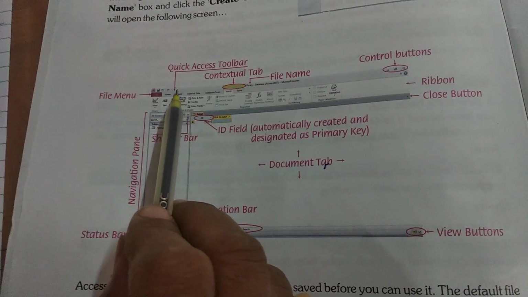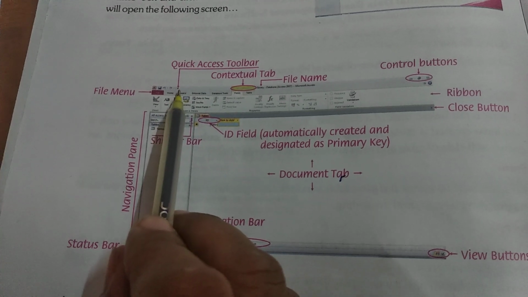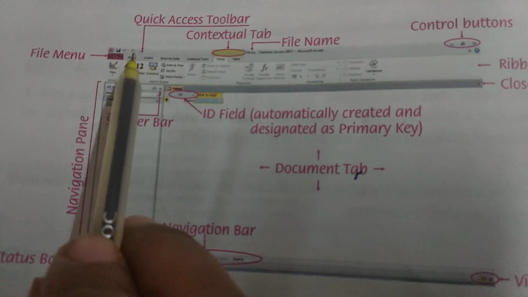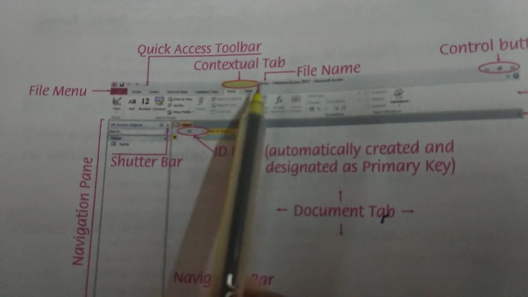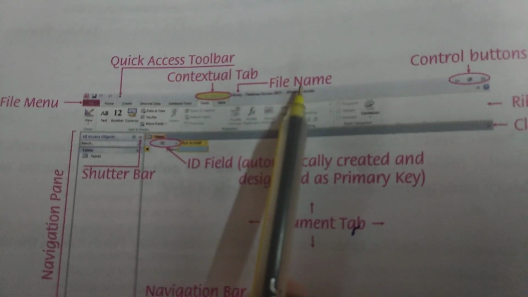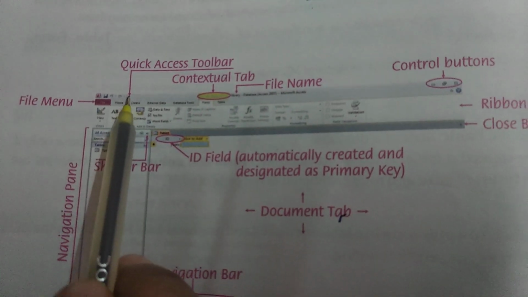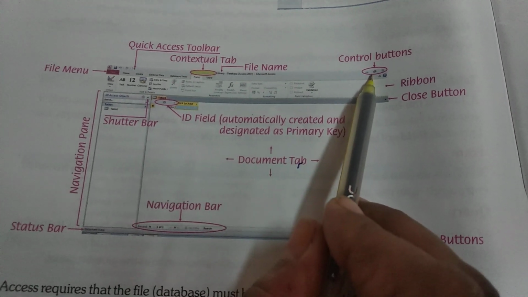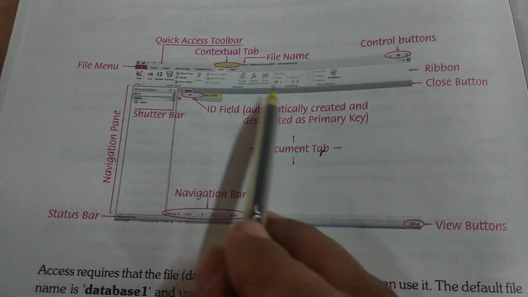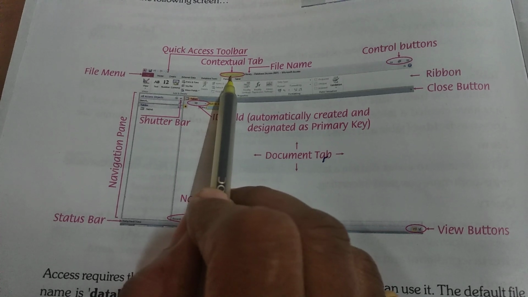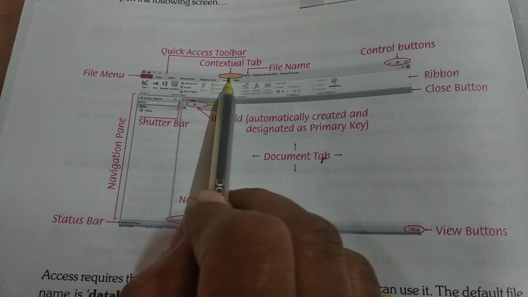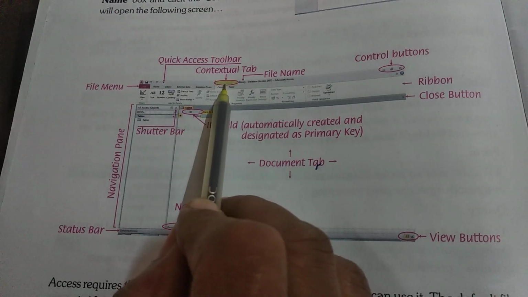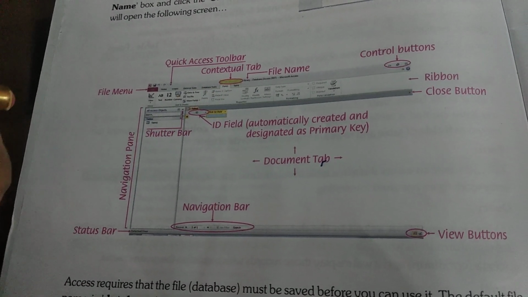This you have done earlier in PowerPoint also. That is the same in MS Word and PowerPoint. Title bar, okay, on the top of the screen. Here you can see the file name, quick access toolbar and 3 control buttons. Okay. Next is contextual tab. Contextual tabs are the special tabs that appear when you need them. They will appear only when you need them.